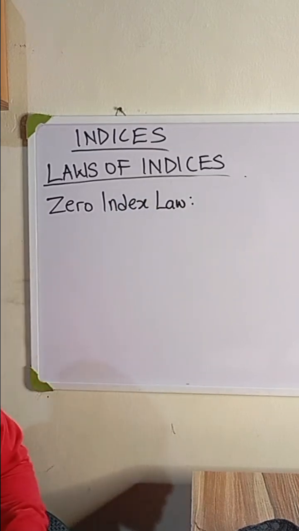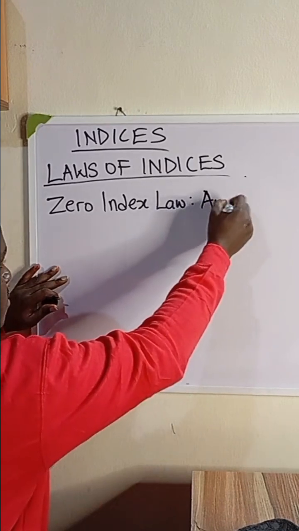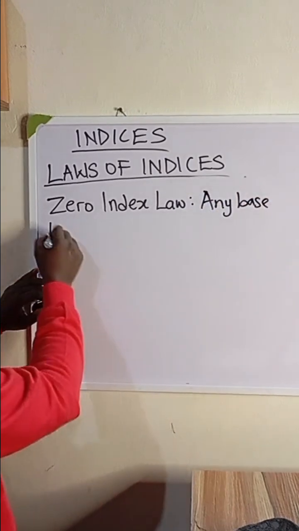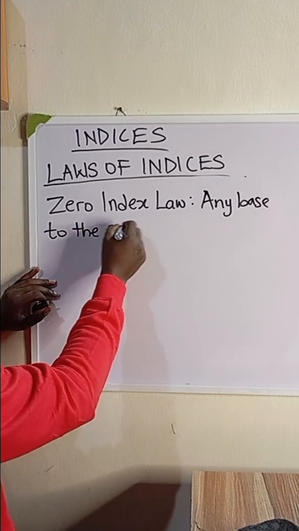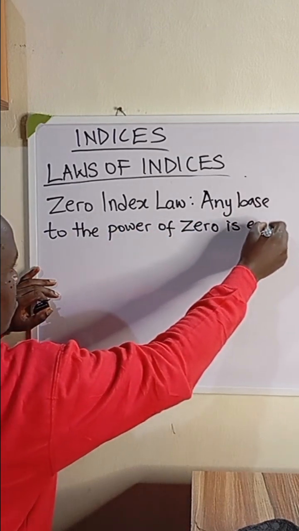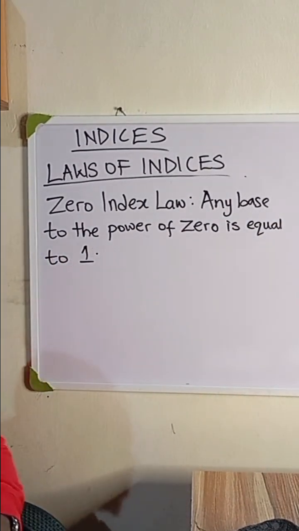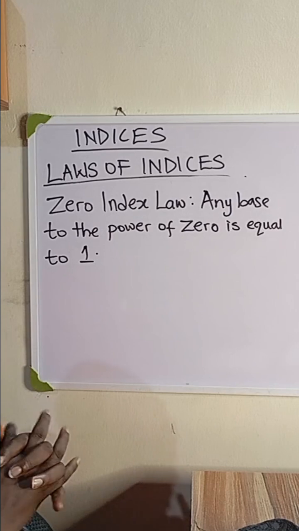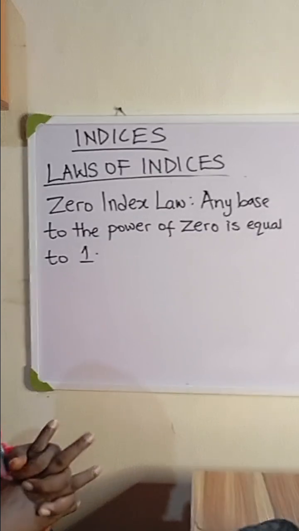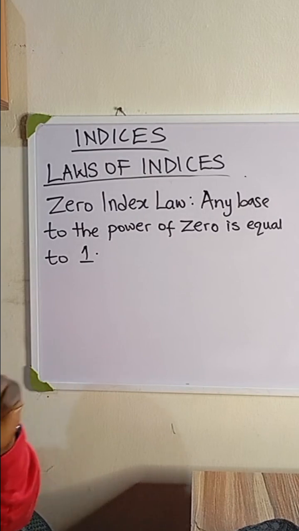This law states that any base to the power of 0 is equal to 1. So that's what the law states. Any base to the power of 0 is equal to 1.